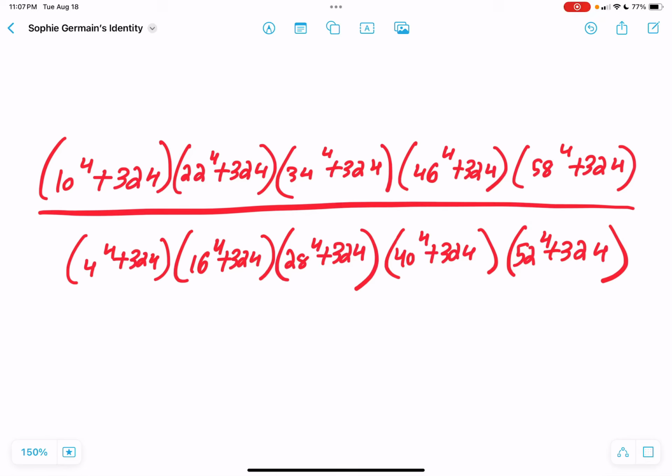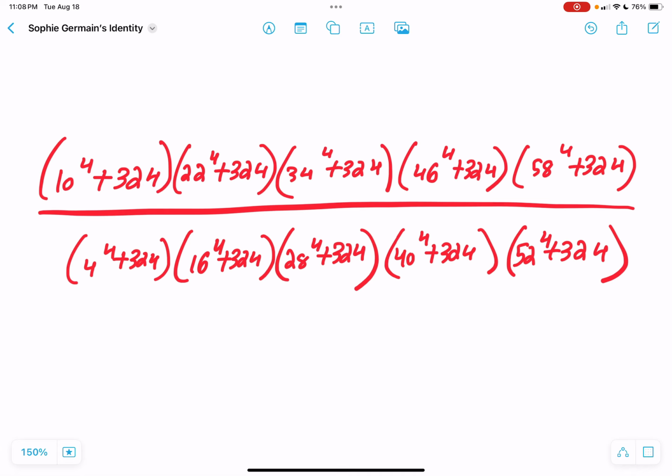When I first saw this question, I didn't know it was honestly able to be solved, but it is. So let's try to solve this. We have 10 to the fourth plus 324 times 22 to the fourth plus 324 times 34 to the fourth plus 324 times 46 to the fourth plus 324 times 58 to the fourth plus 324 over 4 to the fourth plus 324 times 16 to the fourth plus 324 times 28 to the fourth plus 324 times 40 to the fourth plus 324 times 52 to the fourth plus 324.